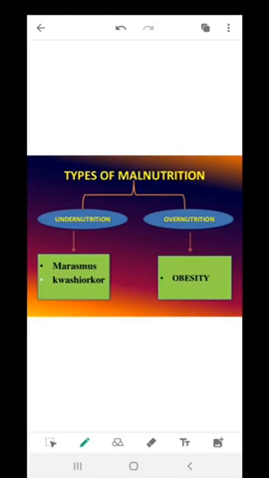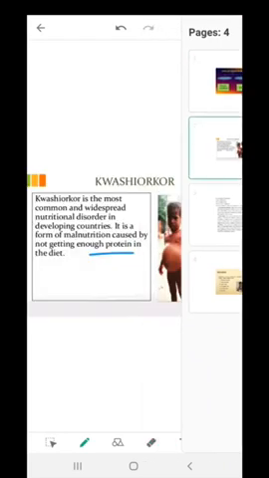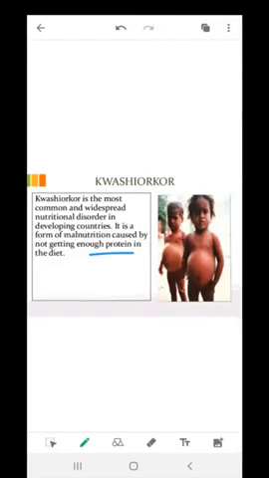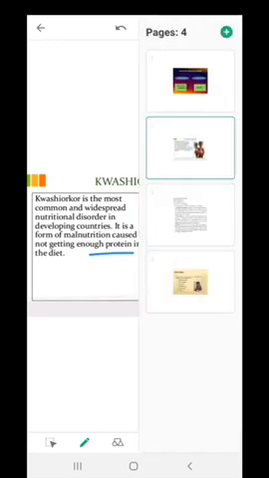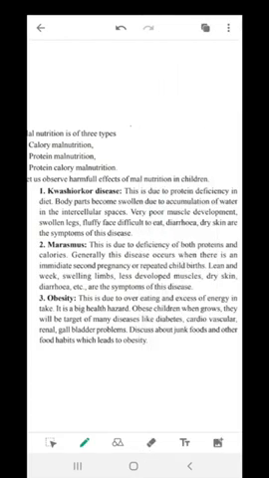Let us now discuss Kwashiorkor. Kwashiorkor is the most common and widespread nutritional disorder in developing countries. It is caused especially because of the less intake of protein. So protein malnutrition leads to a disease known as Kwashiorkor. Let us see the symptoms of Kwashiorkor. This is because of the protein deficiency in the diet.